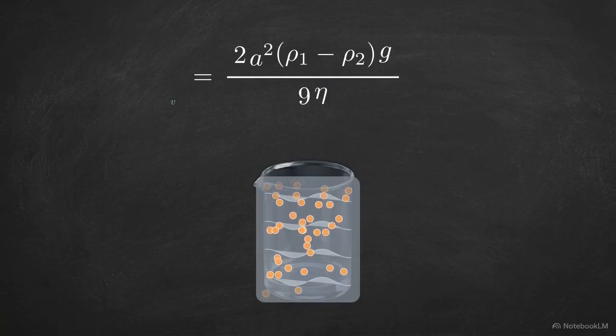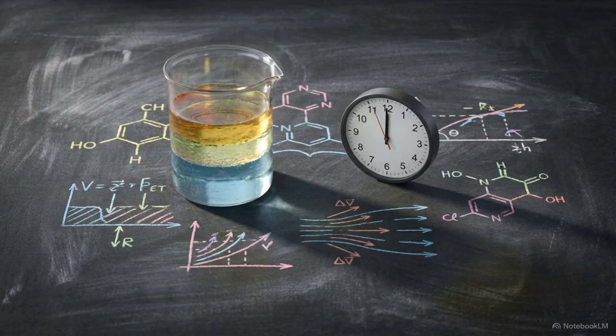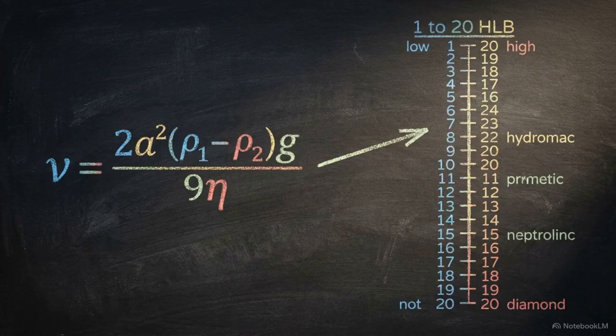of creaming even further. Macroemulsions are intrinsically unstable. Left alone, they will separate. Their functional lifespan is determined entirely by manipulating the specific physical parameters locked within Stokes' law and the HLB scale.